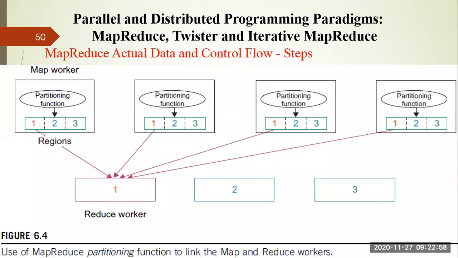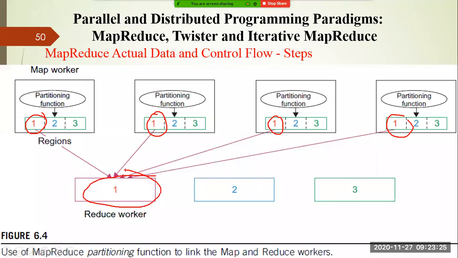Now you can see here a very good example which summarizes what we discussed. There are different partitioning functions, having different values like 1, 2, 3, 1, 2, 3, 1, 2, 3 in each partitioning function. So in order to execute the similar data in the same region, we are collecting one from all the partitioning functions and keeping them in the same reduce worker.